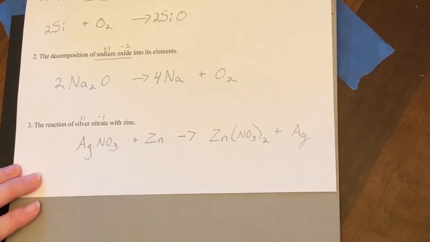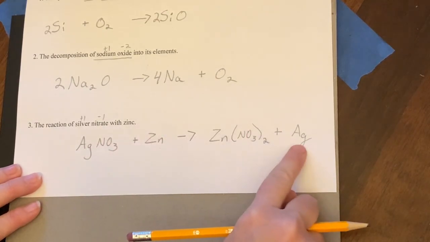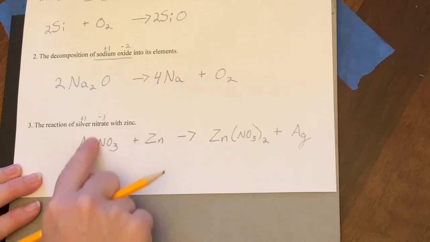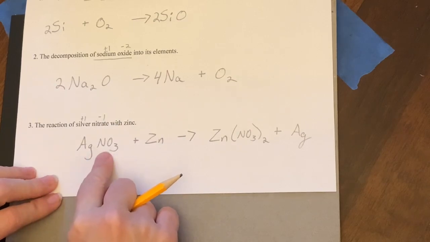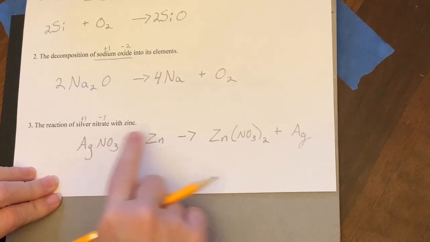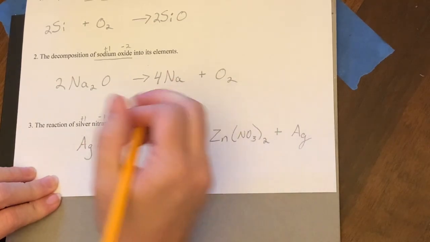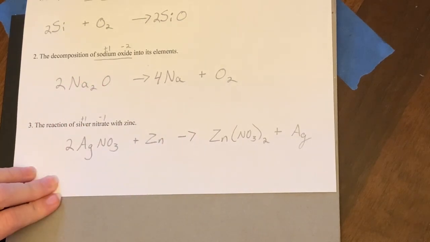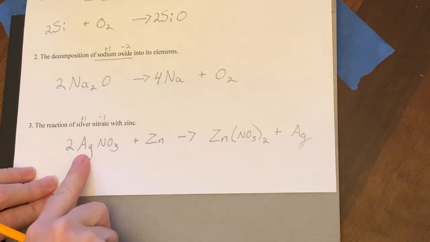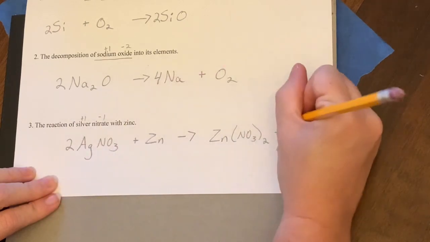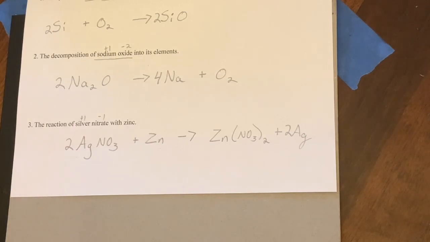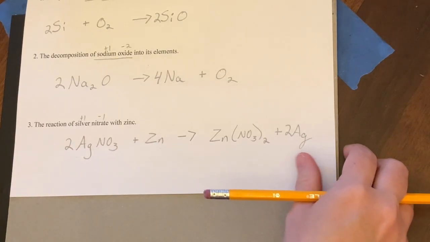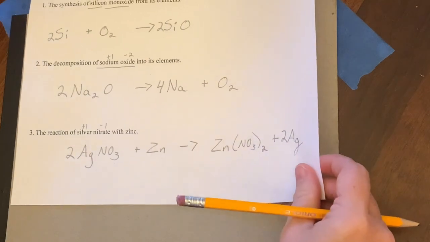I now need to balance this, okay? So the silvers look good. Then remember I said for polyatomic ions, treat them as an entire entity, all right? So nitrates, I have 1 on the left, I have 2 on the right. So I'm gonna go ahead and put a 2 here. Now my nitrates balance, but now I have to deal with my silver, and I put a 2 in front of there. Zinc's already good to go. All right, and there you have the balanced equation for that reaction.